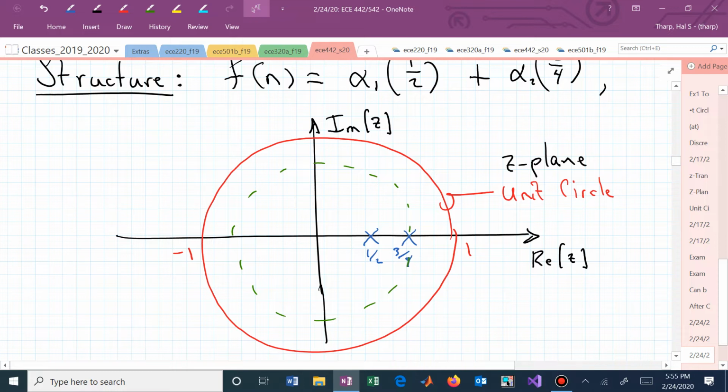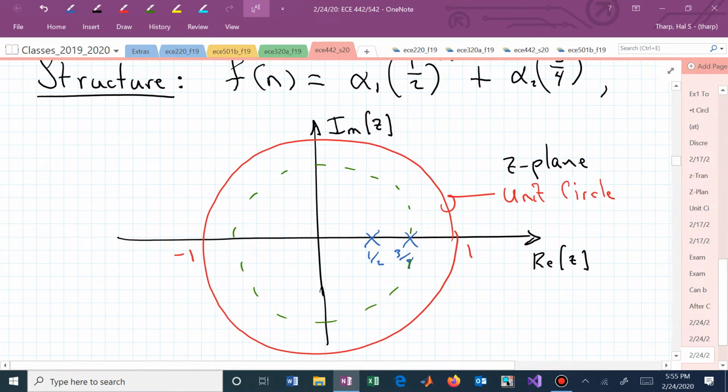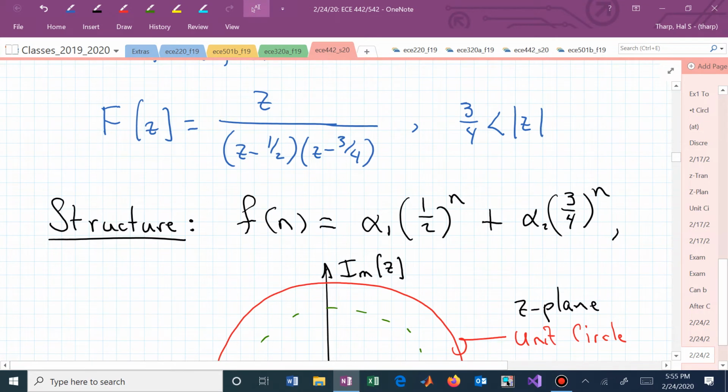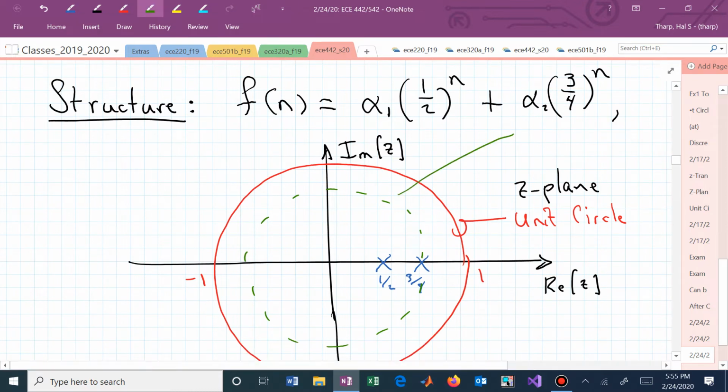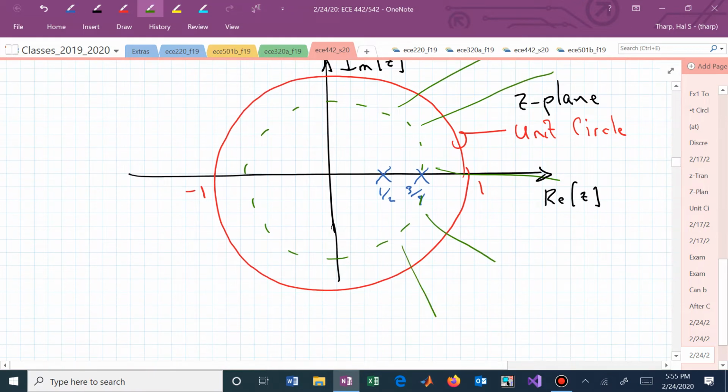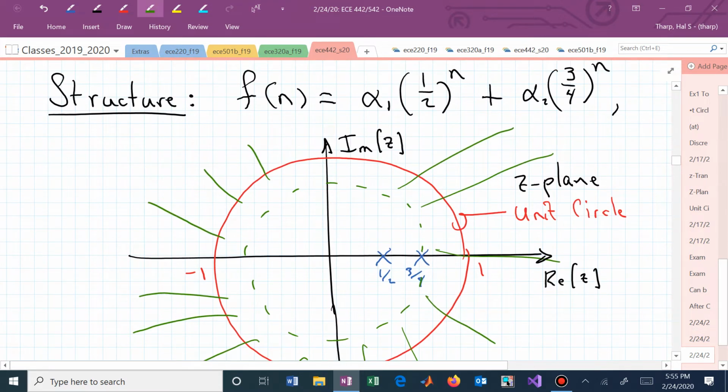We can think maybe a little bit more clearly if we draw a picture. Here's our picture of the z-plane. We have the pole at 1/2 and the pole at 3/4. Those are our two modes. And we were told where was our region of convergence. We say magnitude of z is bigger than 3/4. We now know that our region of convergence is shading everything outside of this open disk of radius 3/4.